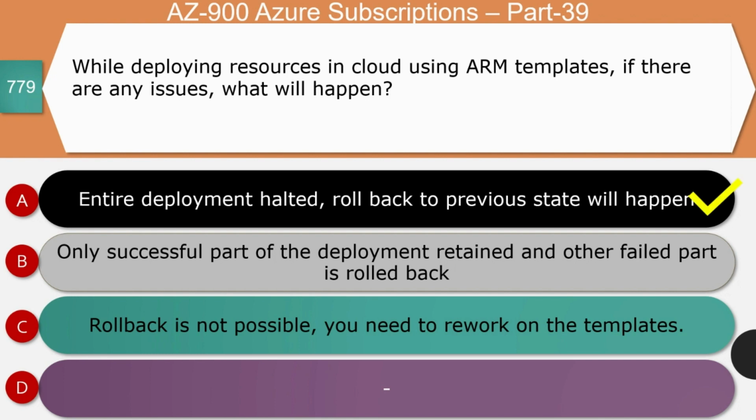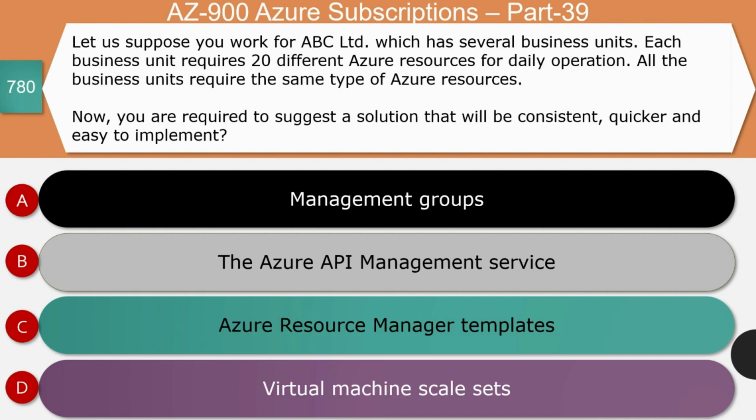That is, in the event of deployment failure, Azure Resource Manager can automatically roll back the deployment, undoing any changes made to the resources during the deployment. So this helps to ensure that resources are not left in a partially deployed state and minimizes the risk of issues with the resources in Azure. So option A is the correct answer.